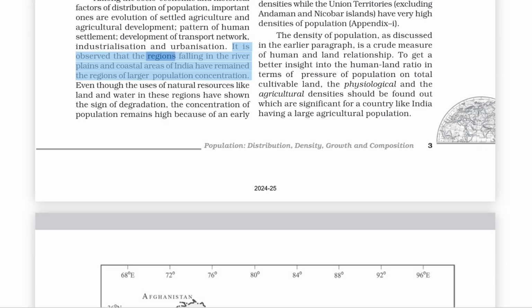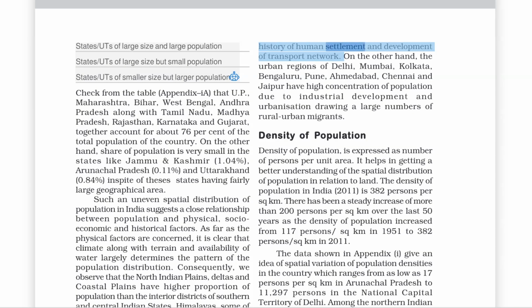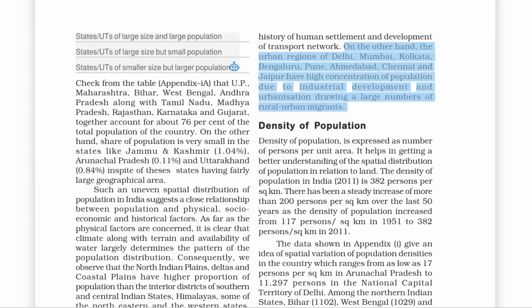It is observed that the regions falling in the river plains and coastal areas of India have remained the regions of larger population concentration. Even though the uses of natural resources like land and water in these regions have shown the sign of degradation, the concentration of population remains high because of an early history of human settlement and development of transport network. On the other hand, the urban regions of Delhi, Mumbai, Kolkata, Bengaluru, Pune, Ahmedabad, Chennai and Jaipur have high concentration of population due to industrial development and urbanization drawing a large number of rural-urban migrants.